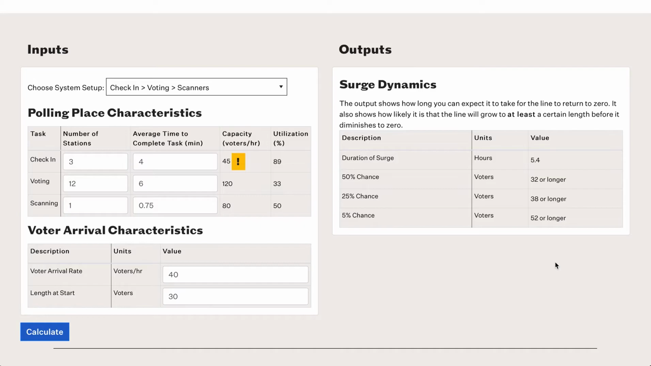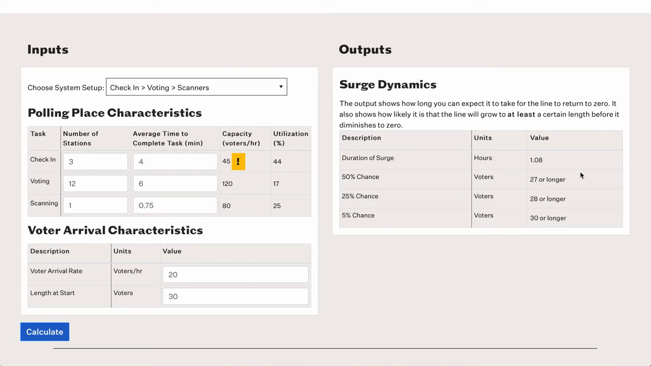In thinking about what input statistics most impact these results, the utilization of the bottleneck is one place to look. Let's look at a case where only 20 voters per hour arrive after the line starts to move through the process. 45 voters per hour, which is the capacity of check-in, is more than enough to deal with 20 voters per hour. So when we click Calculate, we can see that this duration of the surge is much shorter and that there's a high probability that the line does not get too long. There's only a 5% chance that the line will get to 30 or longer.